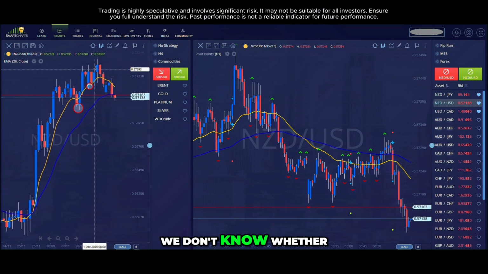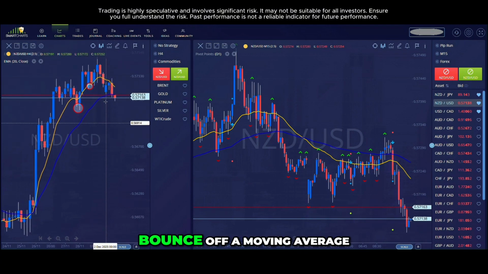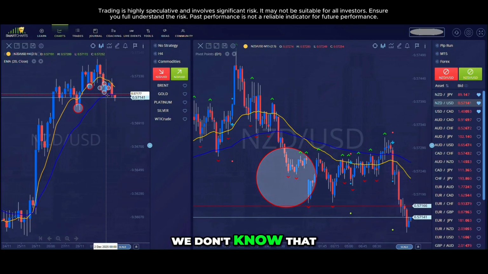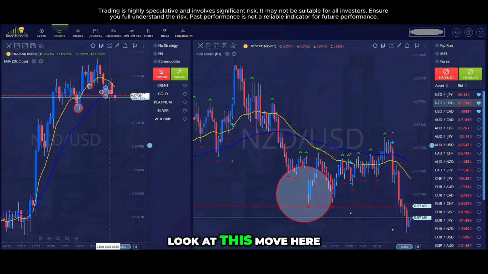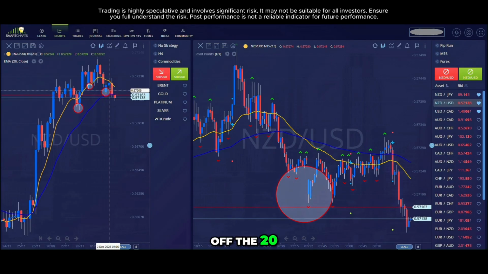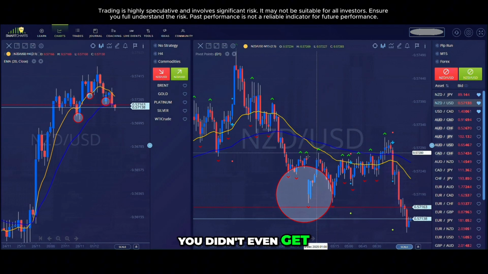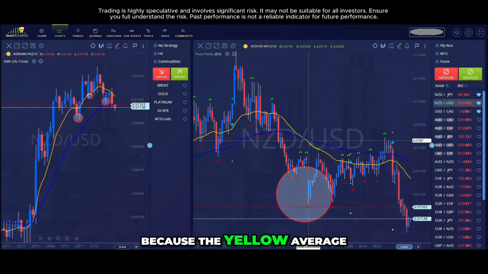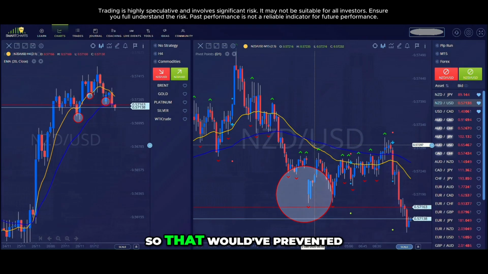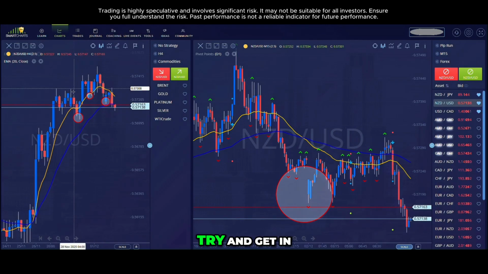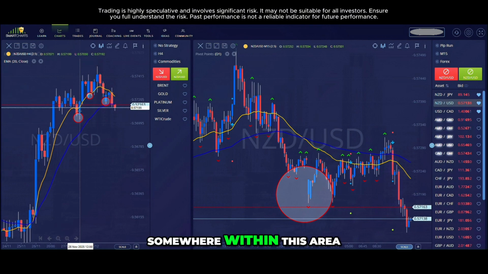We don't know whether the market will bounce off a moving average. We don't know that. For example, look at this move here, off the 20, but it actually doesn't go very far. The good news for pip runner traders is you didn't even get a signal there because the yellow average, which is the 36 EMA, is below the 100. So that would have prevented you getting in. The key is to try and get in somewhere within this area.